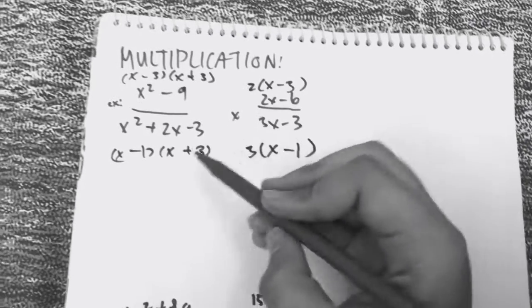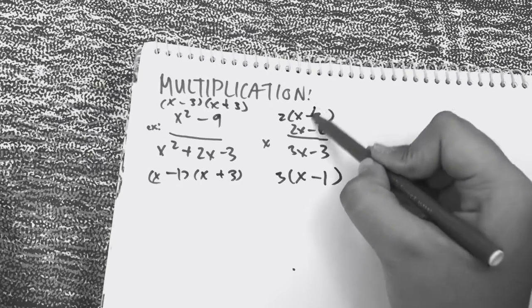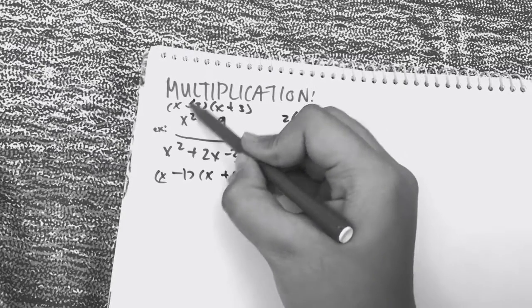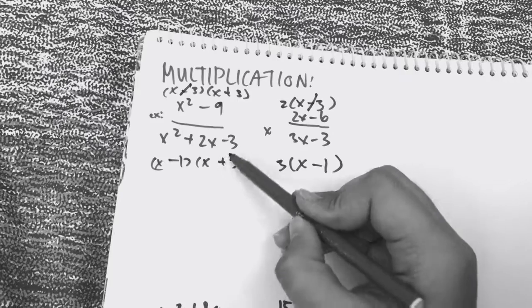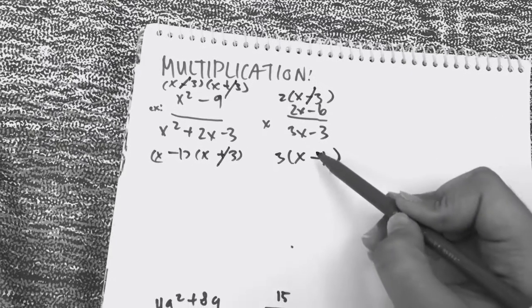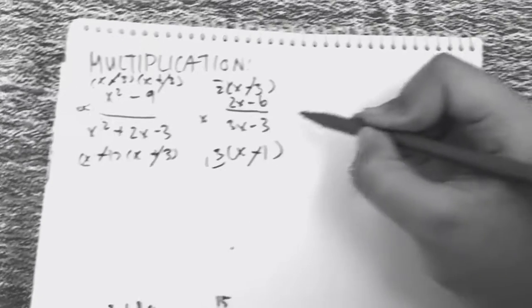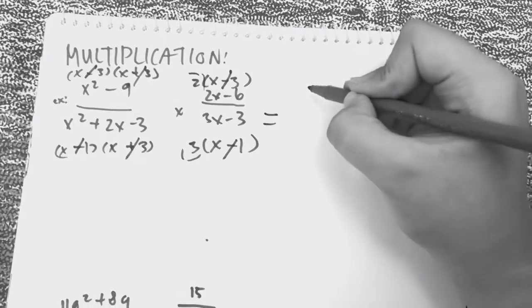And once you have factored all terms, you can start cancelling like terms. As so. And once you're done, you can find the remaining terms, and that will be your answer.